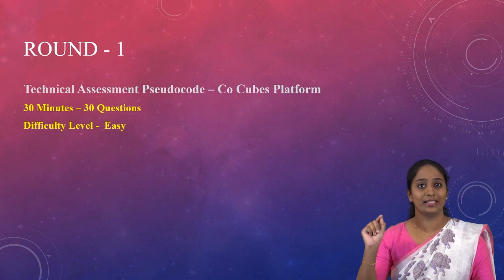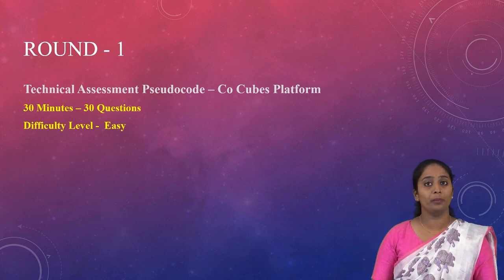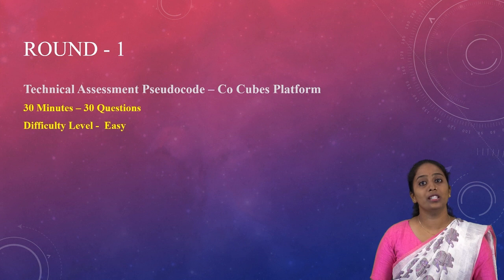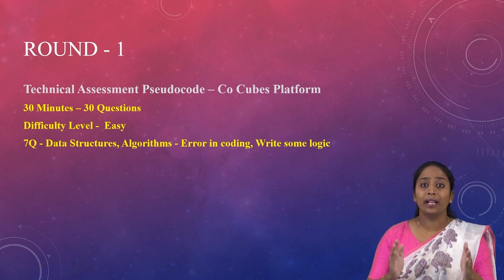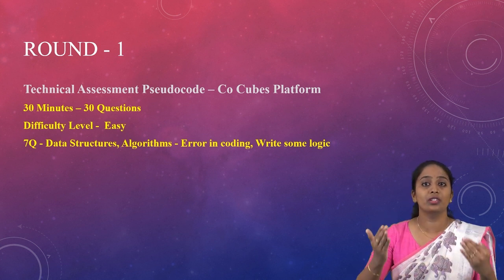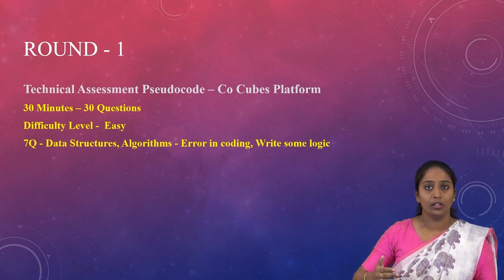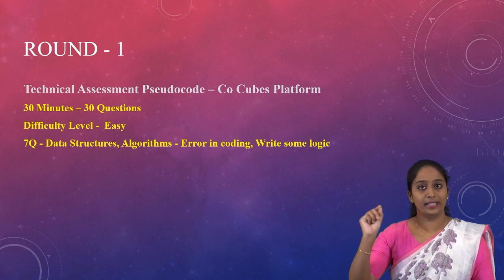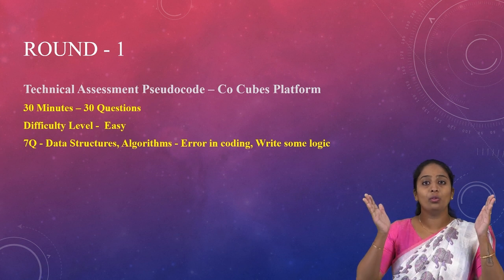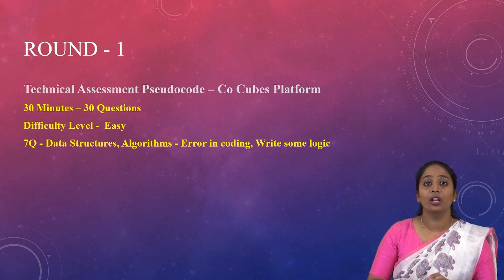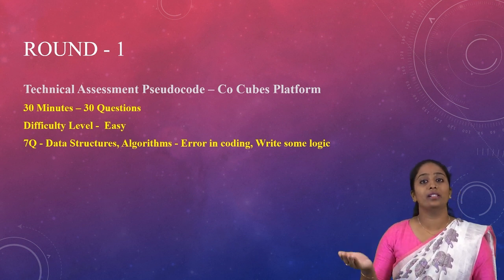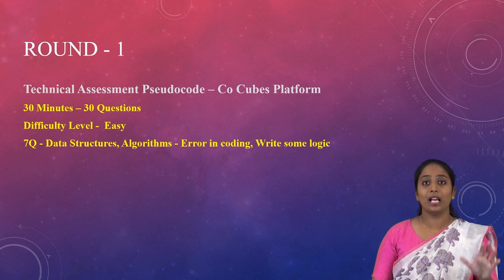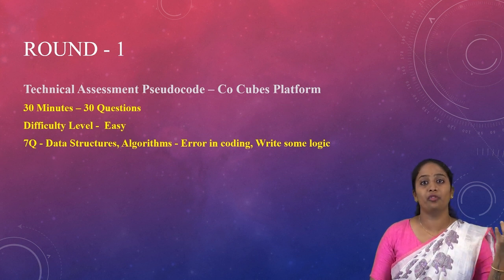It is clearly mentioned in the topic itself. It is a technical assessment pseudocode, so it will be completely on your technical subjects. You will have 30 questions. 7 questions will be from data structures and algorithms. There will be coding where you have to find where the error is. They will also give full code where you have to find out what the error is, and they may ask you to write some logic for the code. So this is about the 7 questions, which will be in the form of theory.